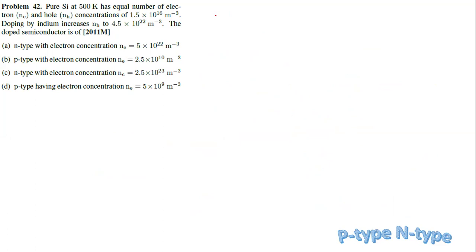Okay, so there is something called the law of mass action. What it says is the number of electrons multiplied by the number of holes should be equal to a constant, and that constant happens to be Ni square. Let's call this intrinsic, just for our understanding. And for extrinsic also this is true.